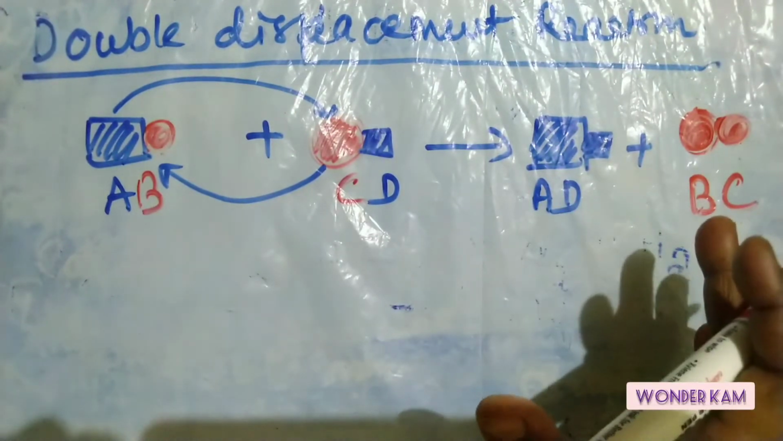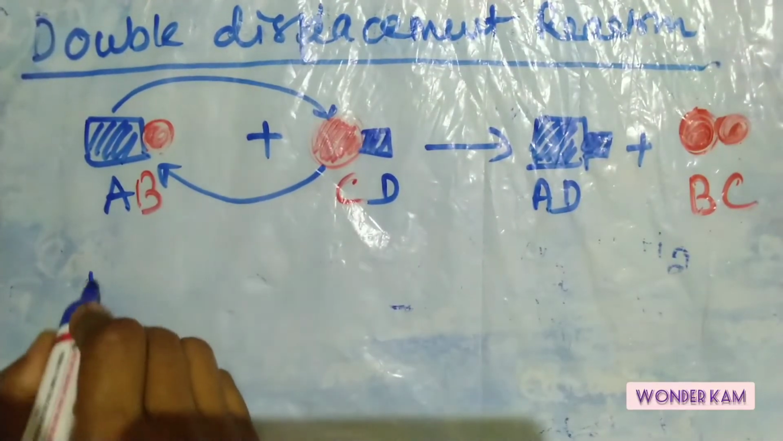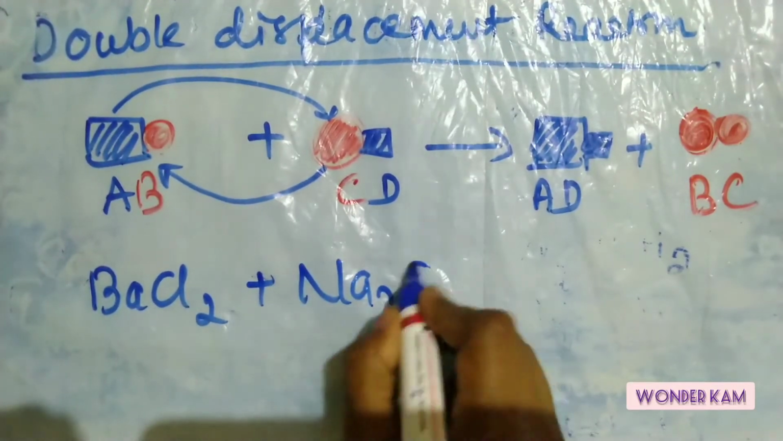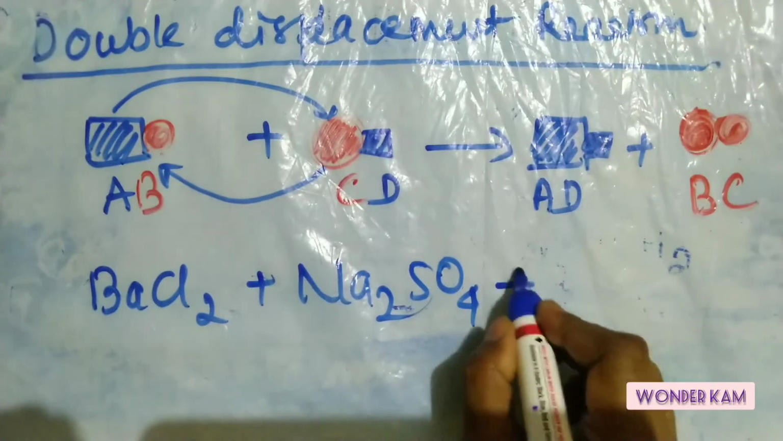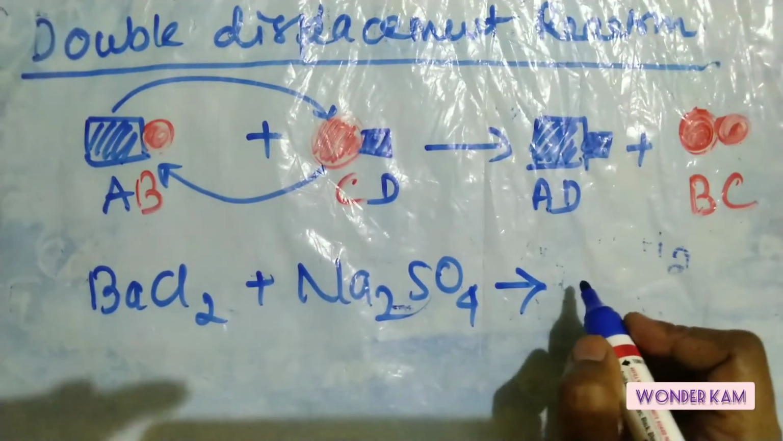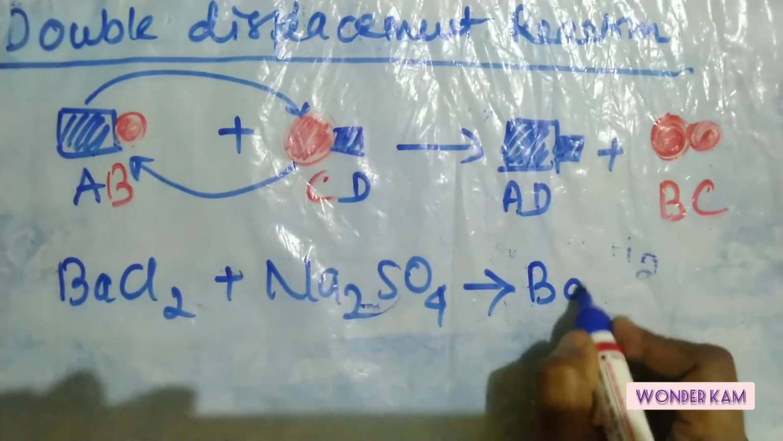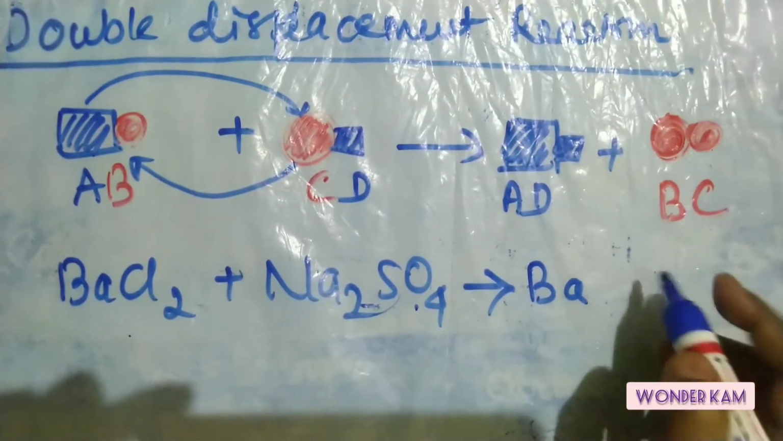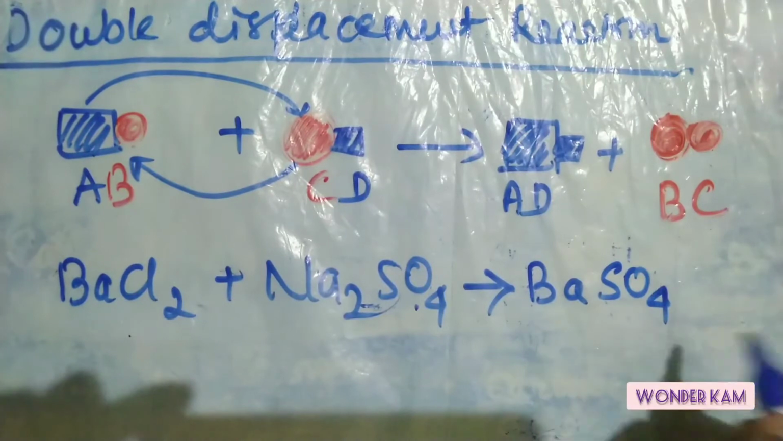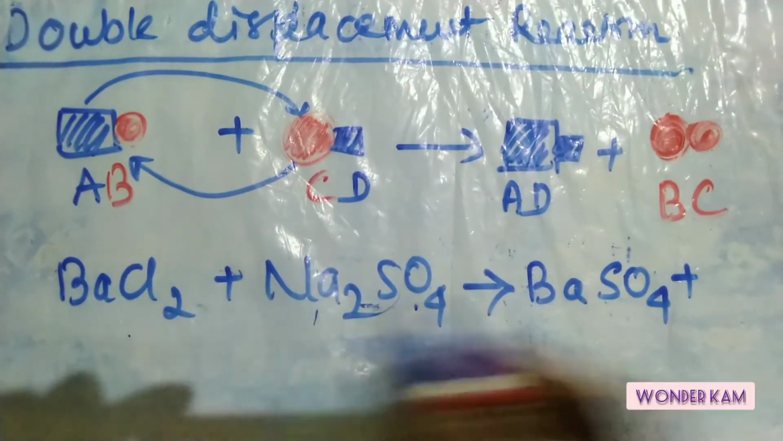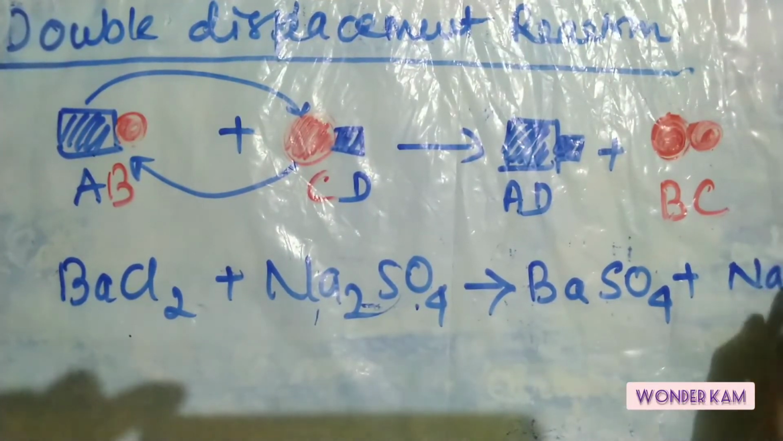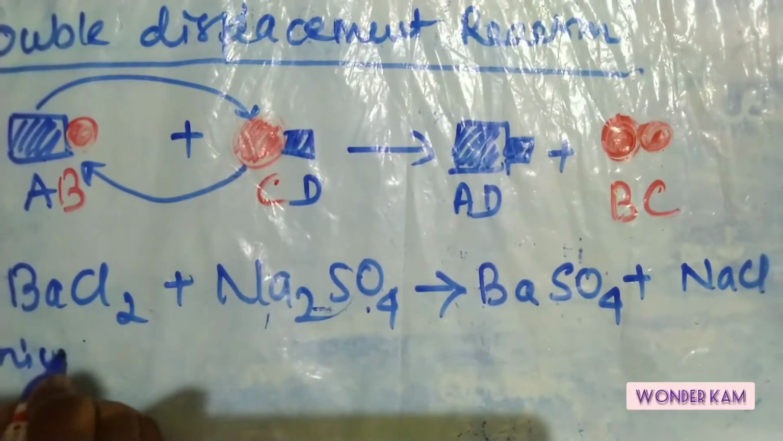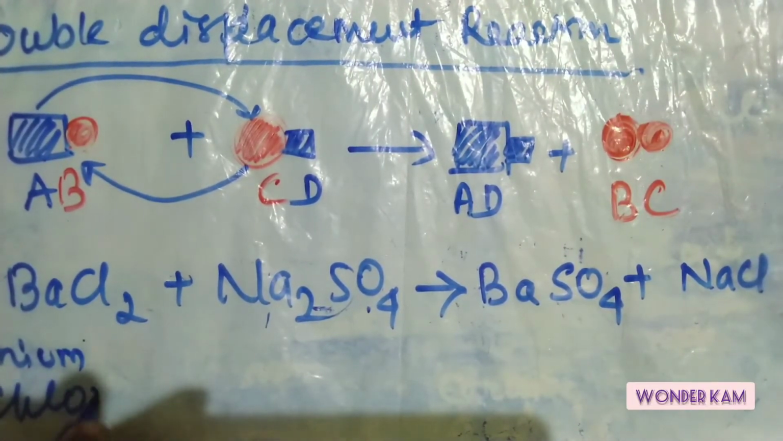Then we will discuss one example. We will take barium chloride plus sodium sulfate. It will give you barium sulfate. Barium will replace the sodium, so it will take that place, plus your sodium chloride.